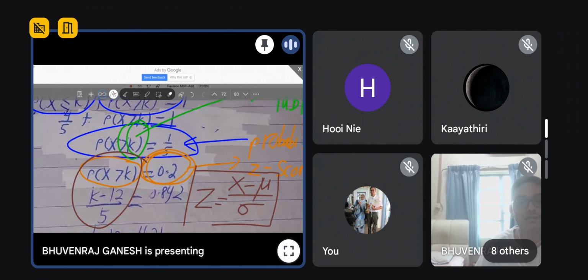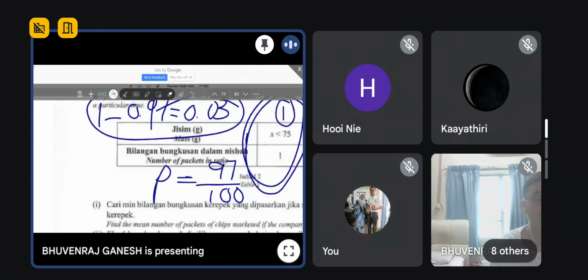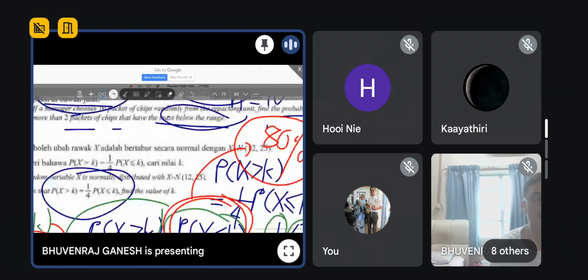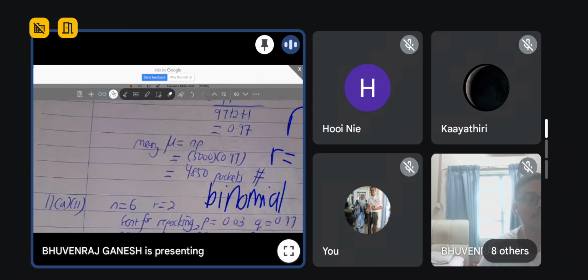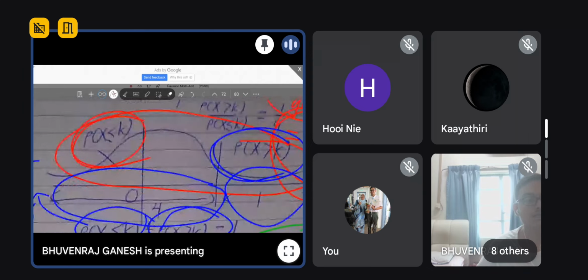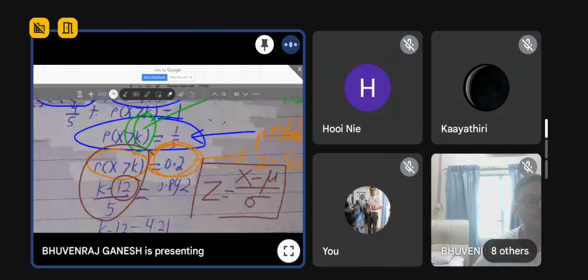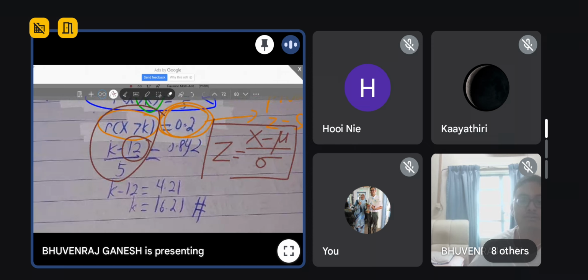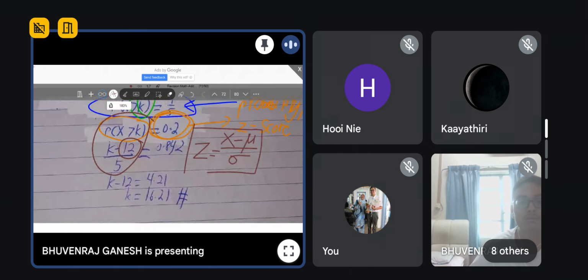So K minus the mean. The mean is 12. How do you get 12? Refer to the question. That's why just now I asked you, what does 12 represent? The mean. And this one represents the variance. So for the standard deviation, you take the square root of the variance. So you get 5 as the standard deviation. Then you will get your K value. This is the answer: 16.21.